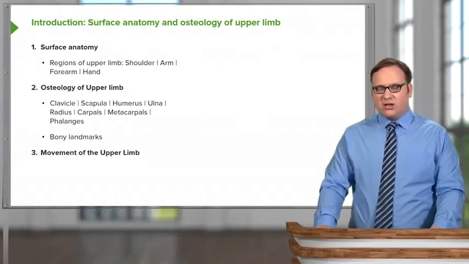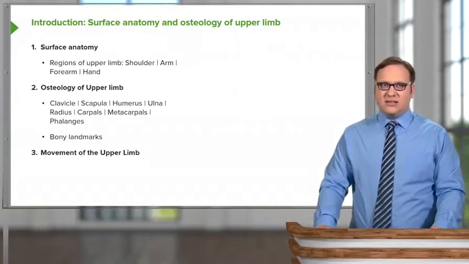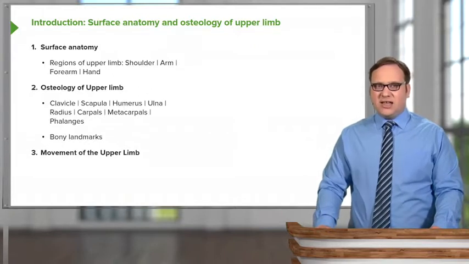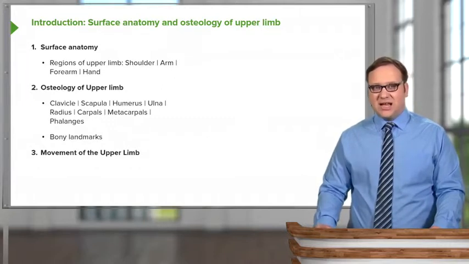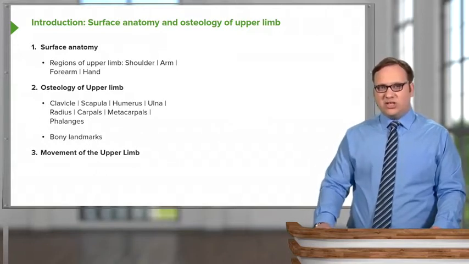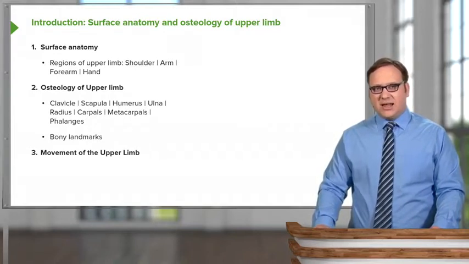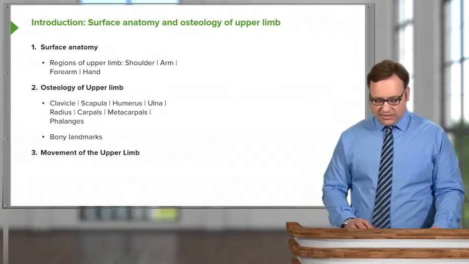We'll look at the clavicle, the scapula, the humerus, ulna, radius, the carpal bones, the metacarpals, and the phalanges. And in each of these bony structures, we'll look at specific landmarks, and these are important for muscle attachments. We'll then finish by looking at the various movements that are performed by the upper limb, which is a complex part of the appendicular skeleton, enabling a great range of movements.